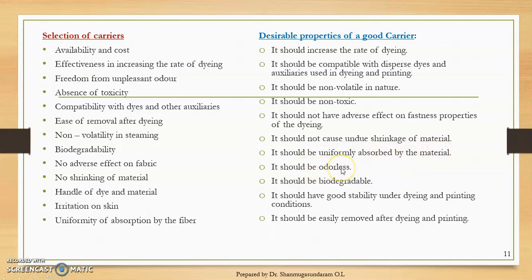It should be odorless. It should be biodegradable. It should have good stability under dyeing and printing conditions. It should be easily removed after the dyeing and printing process. So these are all the desirable properties of a good carrier. So you have to select the carrier in such a way for the dyeing of polyester material.